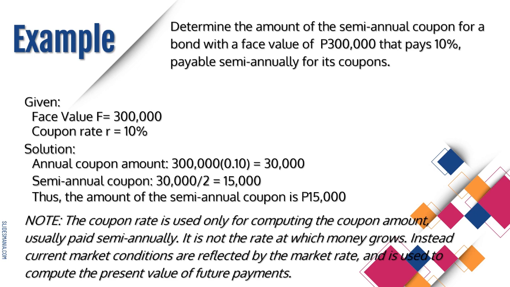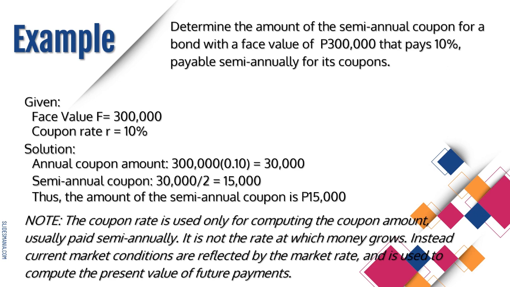For example, determine the amount of semi-annual coupon for a bond with a face value of 300,000 pesos that pays 10% payable semi-annually for its coupons. For our given, we have face value F is equal to 300,000 pesos and our coupon rate R is equal to 10%. For our solution, the annual coupon amount is computed as 300,000 pesos multiplied by 0.10, that is equal to 30,000 pesos. For our semi-annual coupon, that is 30,000 pesos divided by 2 because it is semi-annual, that is equal to 15,000 pesos.